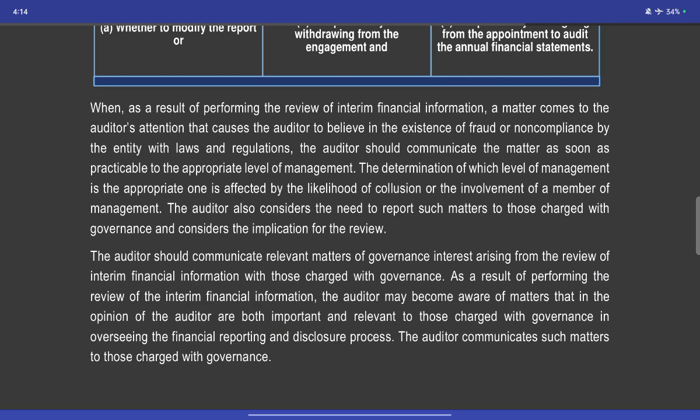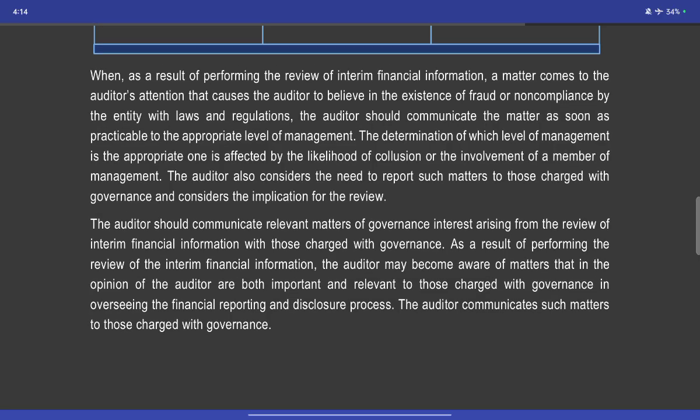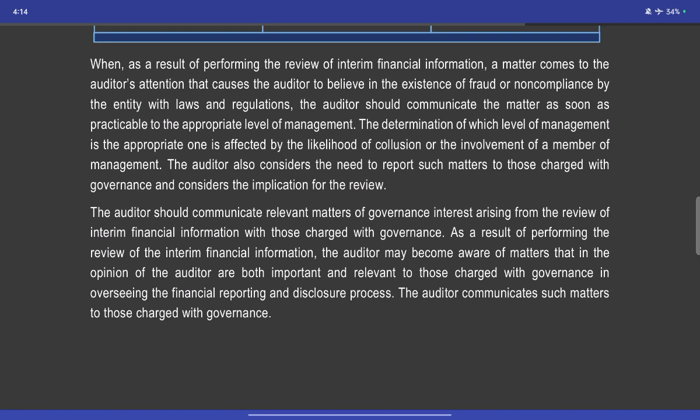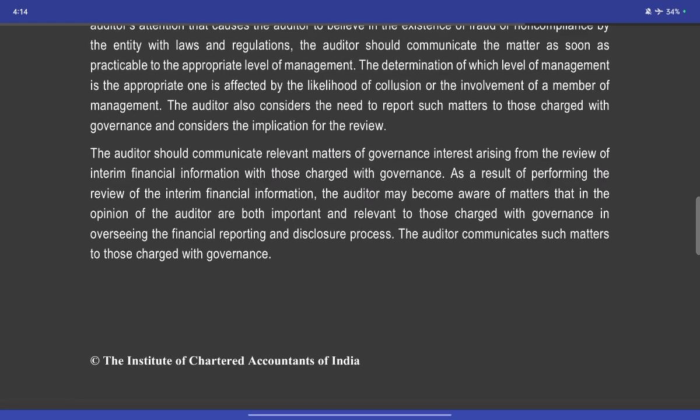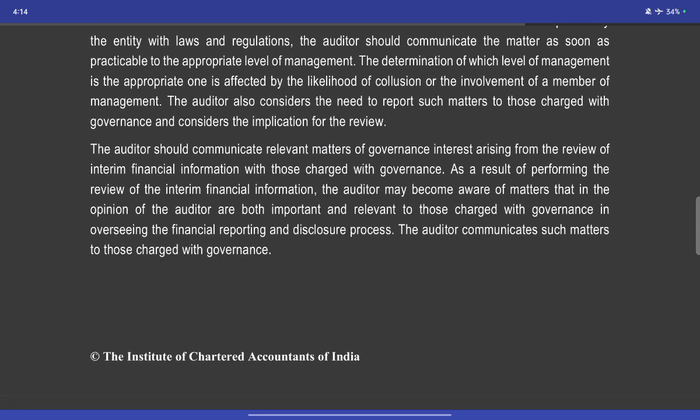When, as a result of performing the review of interim financial information, a matter comes to the auditor's attention that causes the auditor to believe that fraud or non-compliance by the entity with laws and regulations exists, the auditor should communicate that matter as soon as practicable to the appropriate level of management. Determining which level of management is appropriate is affected by the likelihood of collusion or the involvement of members of management. The auditor should consider the need to report the matter to those charged with governance and consider the implication for the review.